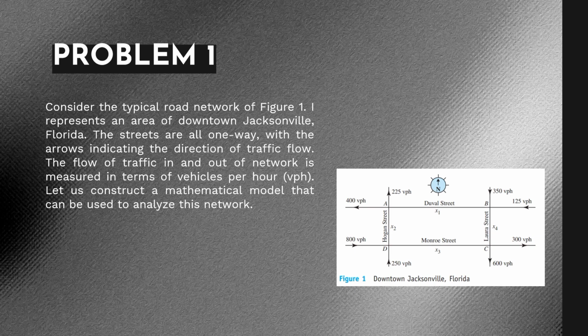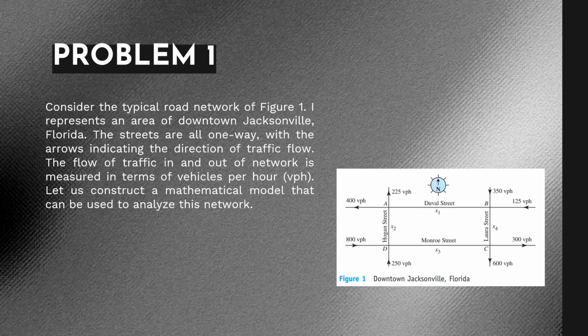Assalamualaikum warahmatullahi wabarakatuh. My name is Sharifah Nur Afika binti Said Hisan Sabri, and today I will be proceeding the presentation to understand and solve our first problem. The first problem states to consider the typical road network of Figure 1. It represents an area of downtown Jacksonville, Florida. The streets are all one-way, with the arrows indicating the direction of traffic flow. The flow of traffic in and out of the network is measured in terms of vehicles per hour.